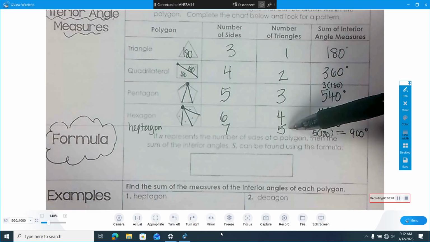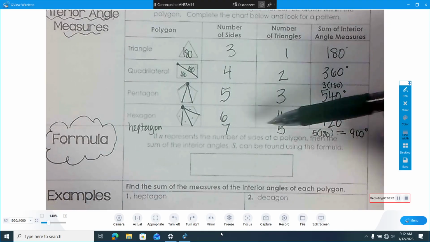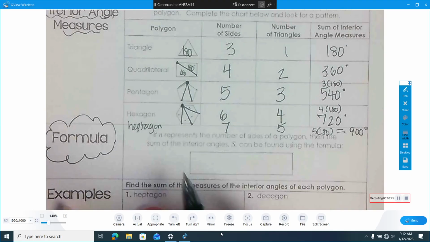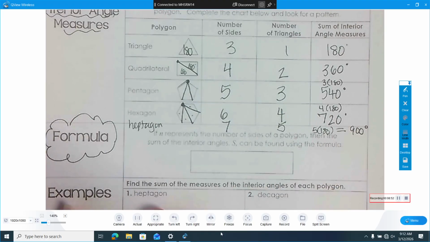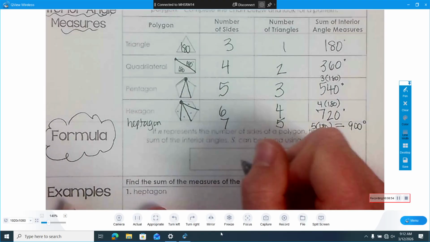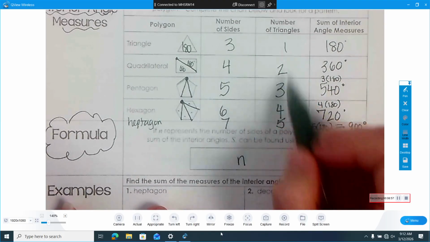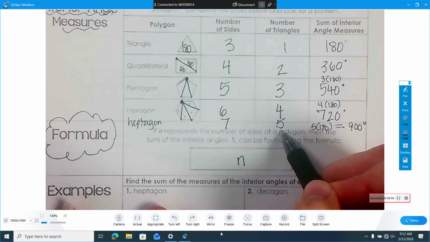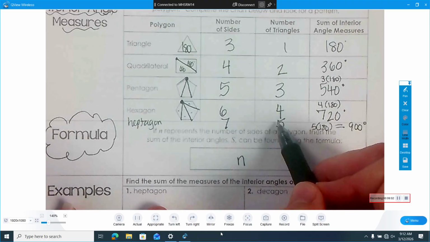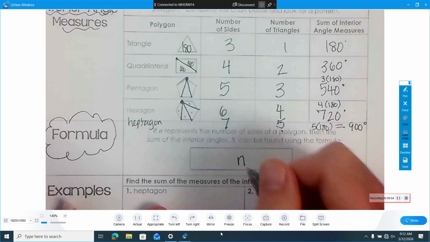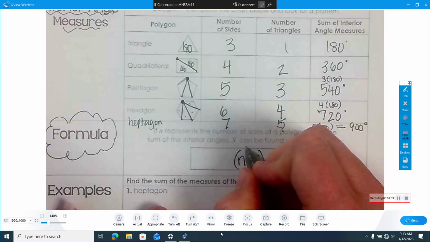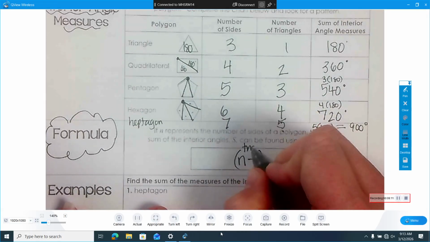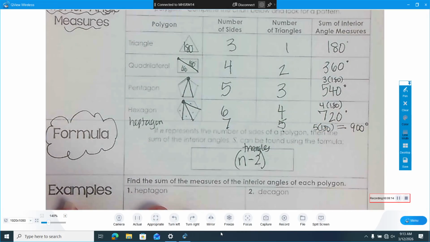A very easy formula because it's based on the number of sides. So if n represents the number of sides of a polygon, what we want to be able to do is figure out the number of triangles. So if my number of sides is n, how do we get the number of triangles? I have 7 sides. What did I have to do to get 5? Subtract 2. So we take our number of sides and subtract 2. This is how many triangles we have. All right, that gives me the number of triangles.